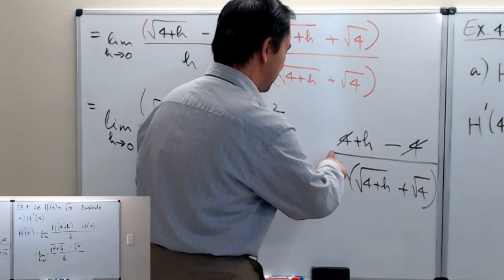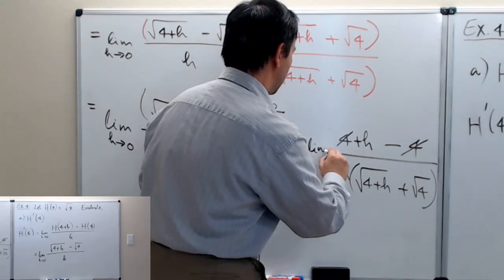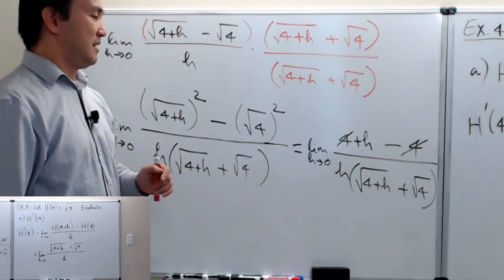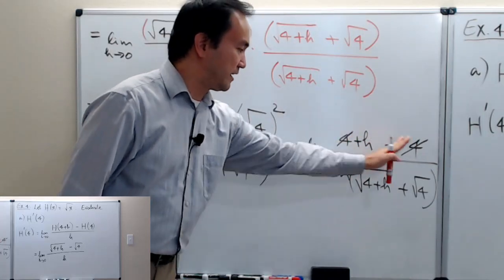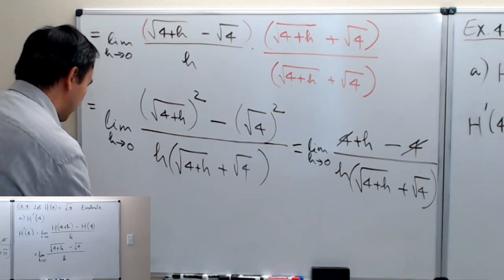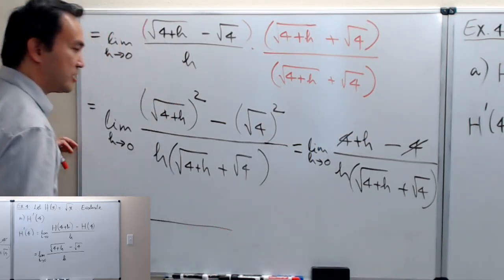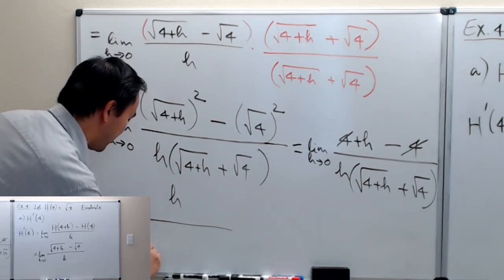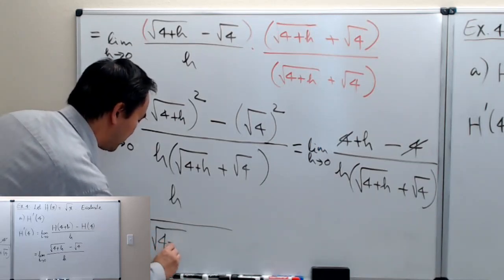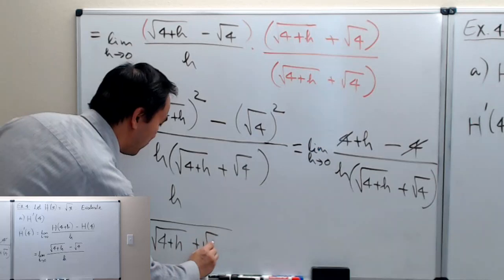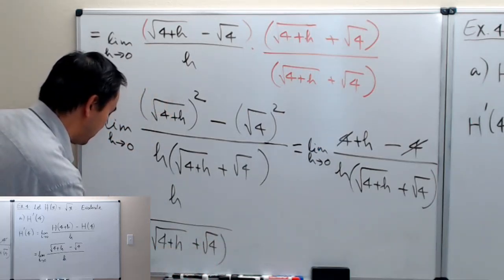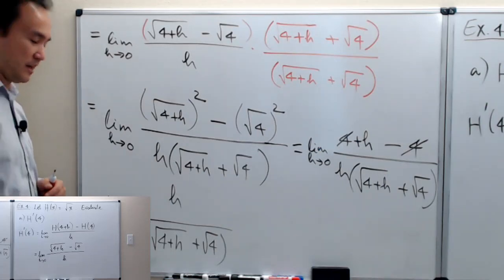And don't forget, we still haven't done any limits yet. Okay, and so after successfully canceling out the two opposite terms there, let's see what our next expression is going to turn into. So we have h divided by h times the square root of 4 plus h plus the square root of 4, and we take the limit as h goes to 0.